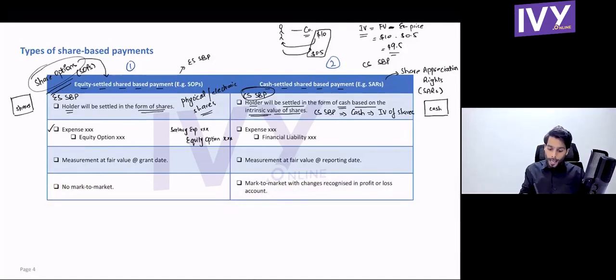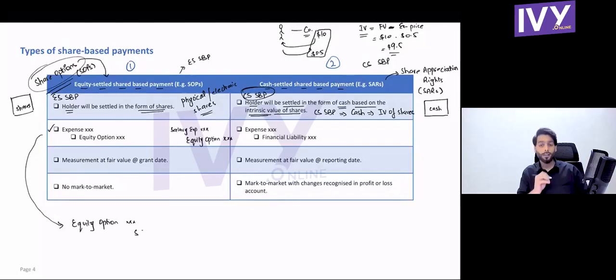And when the right has really been exercised and you are really issuing shares after the vest date, this equity option will be debited. And at that date, share capital and share premium, as the transaction requires, will be credited. But on the first day, it's an option. On the vest date, on the exercise date, they really become shares, but on the first date, it is an option. So what accounting entry are you going to make? Salary expense debit, equity option credit.